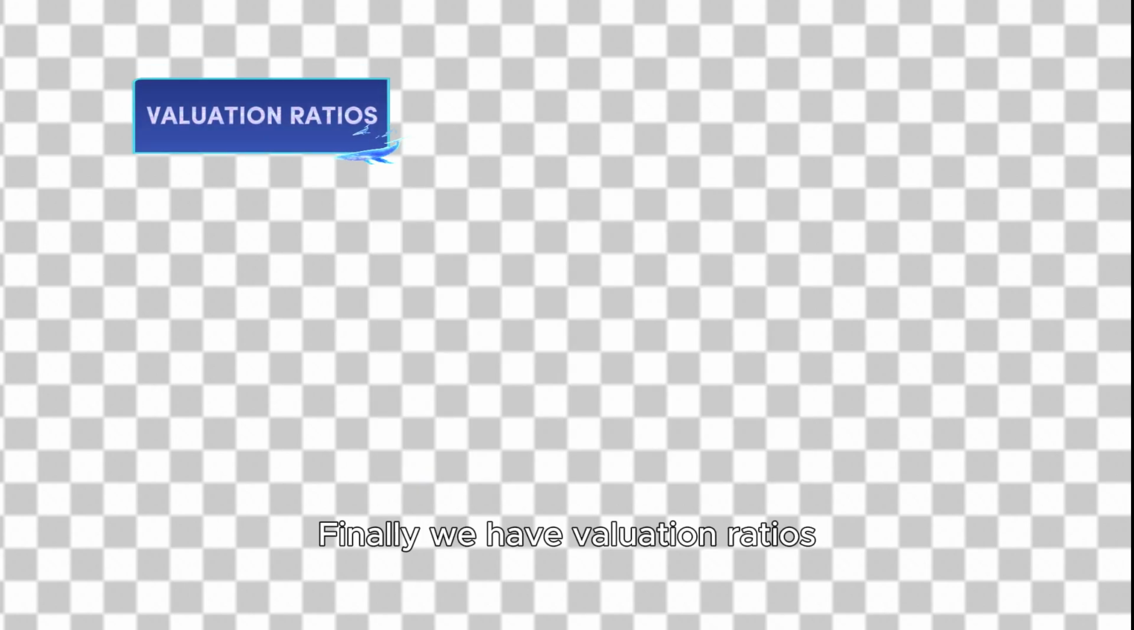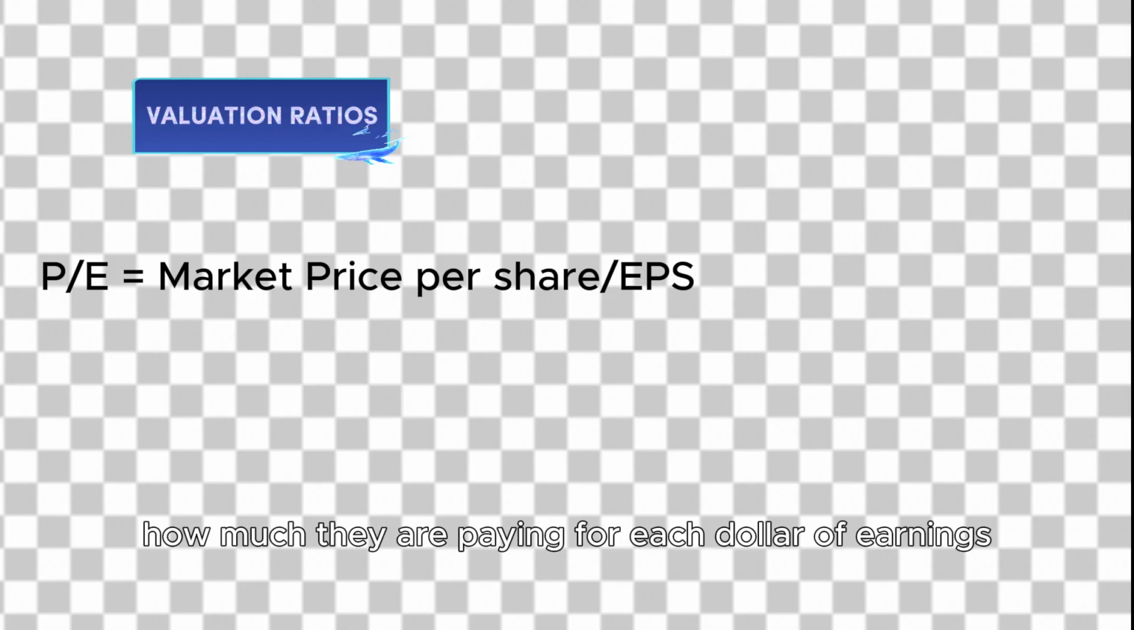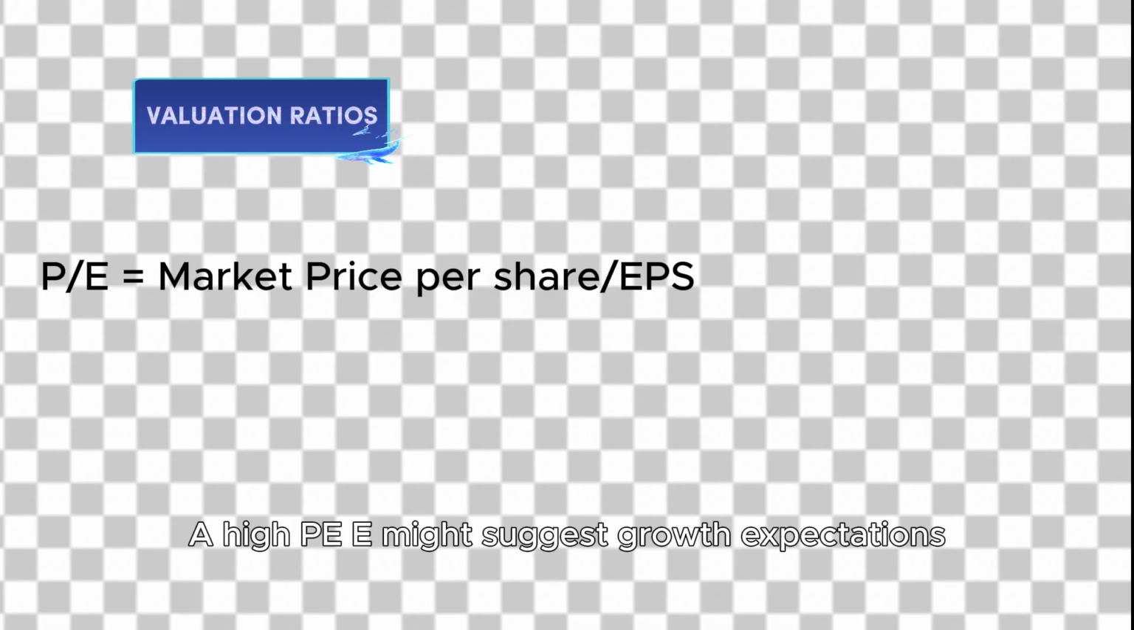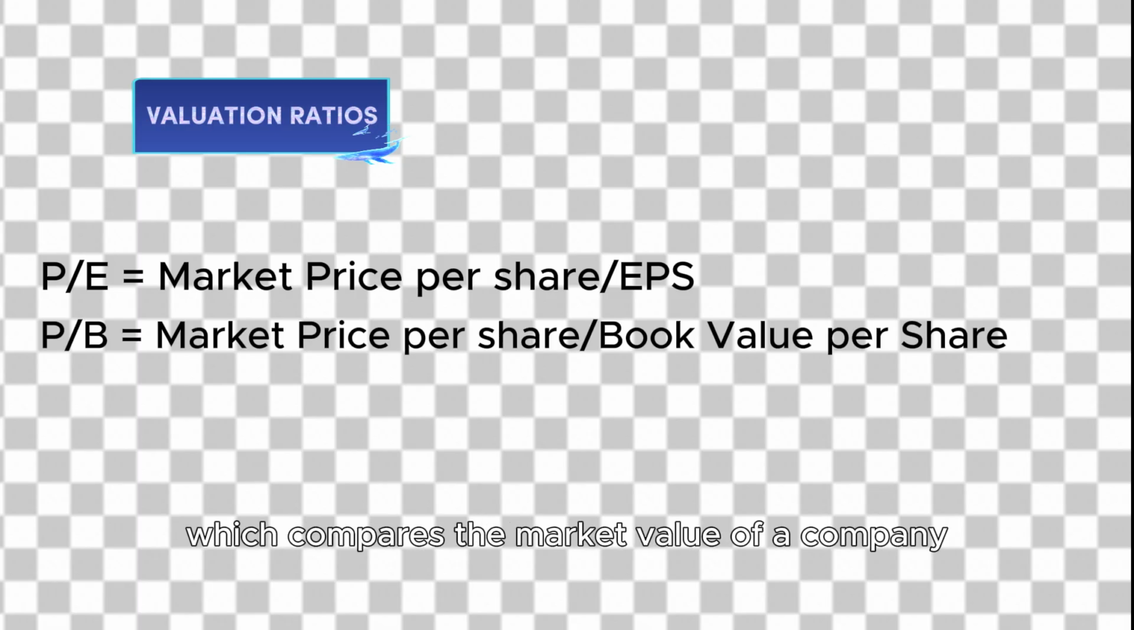Finally, we have valuation ratios, which are essential for deciding whether a stock is overvalued or undervalued. The price-to-earnings ratio, or PE ratio, is one of the most widely used. It compares a company's stock price to its earnings per share, helping investors assess how much they are paying for each dollar of earnings. A high PE might suggest growth expectations, while a low PE could indicate undervaluation or potential issues. Another key ratio is the price-to-book ratio, which compares the market value of a company to its book value.